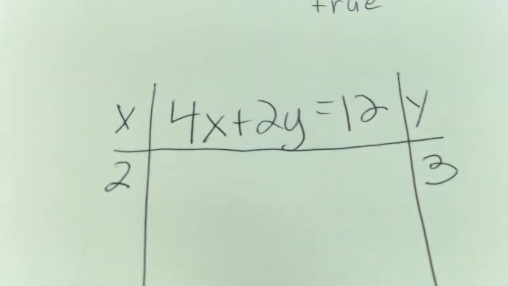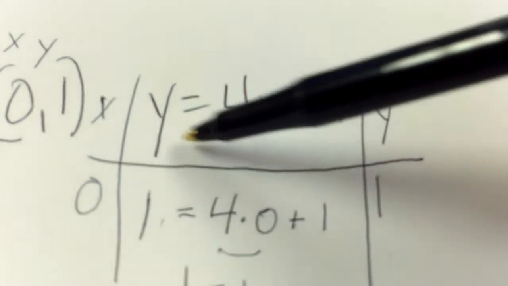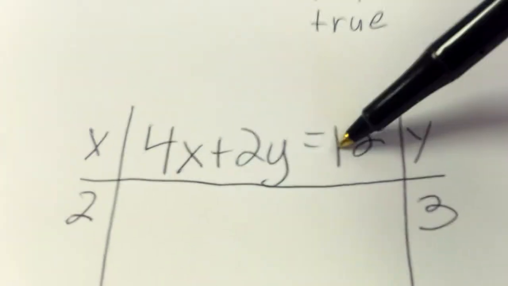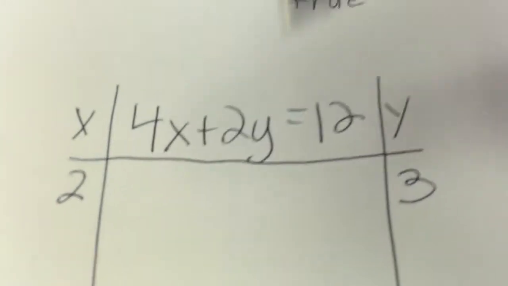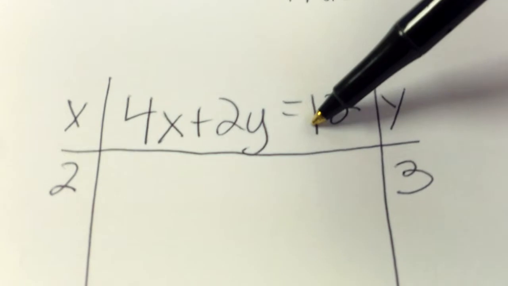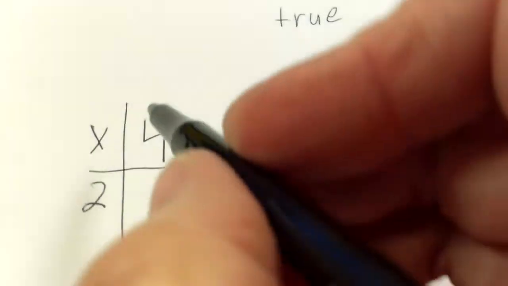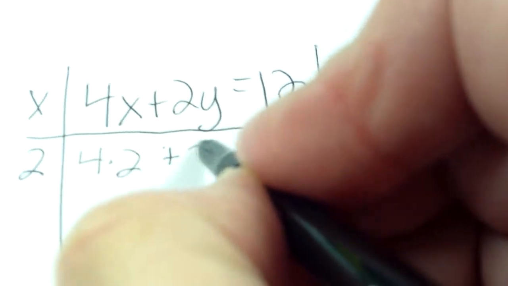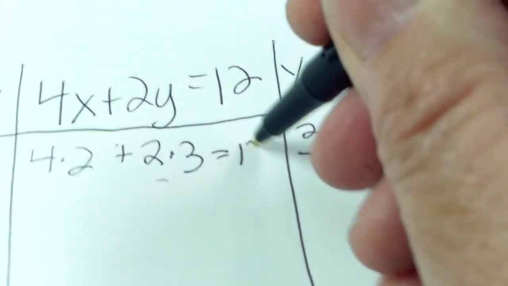Now look at this. Last time our equation was in slope-intercept form, y equals mx plus b. Now it's in standard form, 4x plus 2y equals 12. It's a completely different equation, and it's in a different form. Does it matter that this is in standard form if we're going to plug in x and y? Absolutely not. So instead of x, we're going to plug in 2. So 4 times 2 plus 2 times, and instead of y, we're going to plug in 3 equals 12.